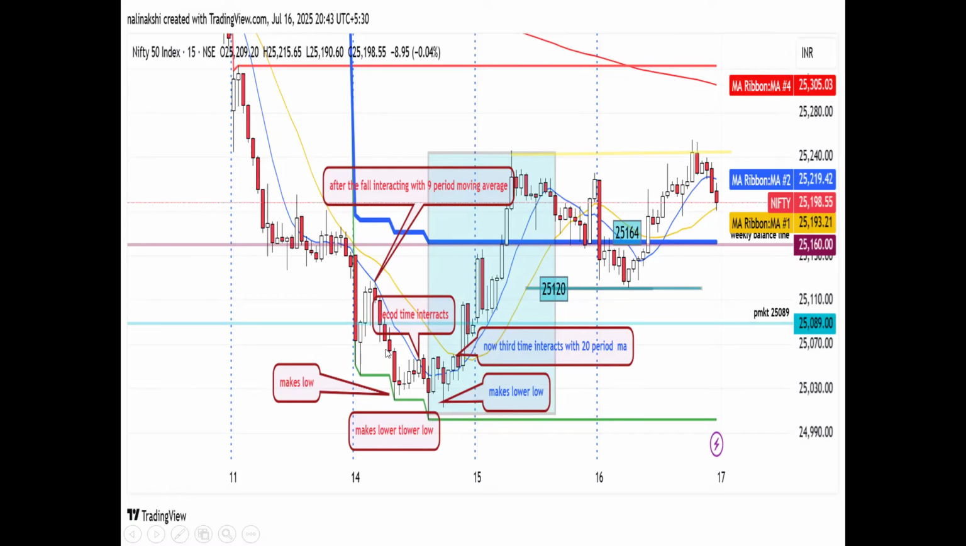Then it indicated the reversal, keeping this set of price action as a guideline. You could have entered into the long position, how the reversal took place. You can see over here, price moved so swiftly to make a high of 25,240 on Monday itself. You can see the alignment of the 9-period moving average above the 20-period moving average.